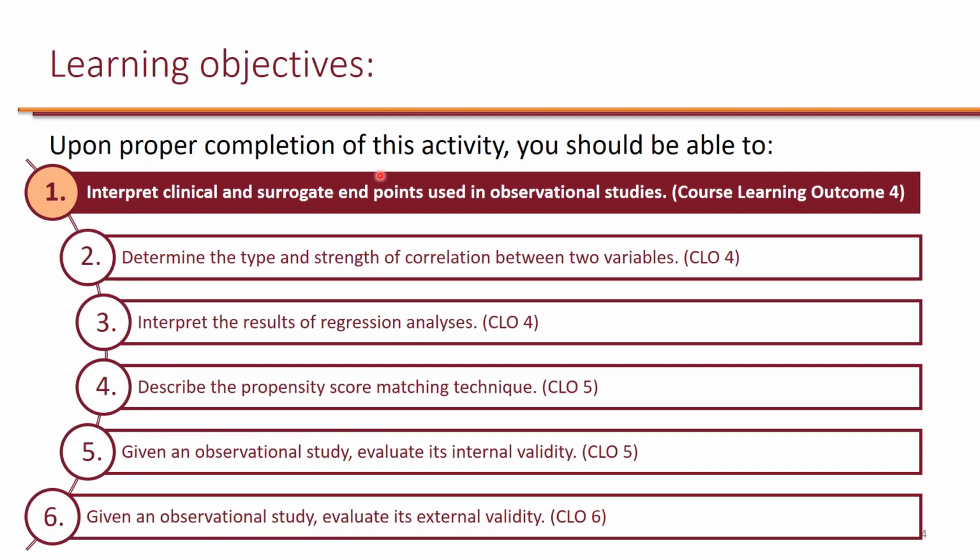The first learning objective is to interpret clinical and surrogate endpoints used in observational studies, which is course learning outcome number 4 on the course syllabus.